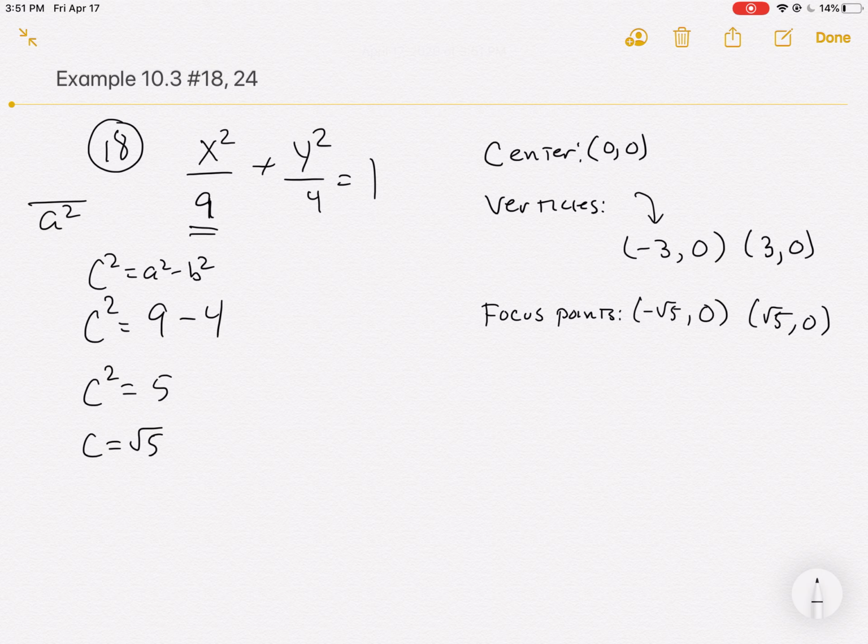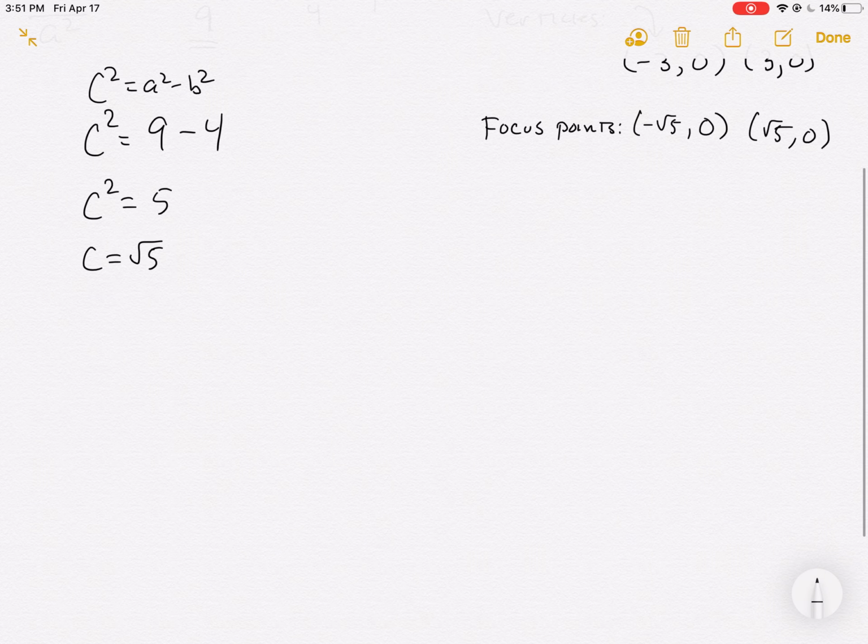And so that's what they're asking for, the vertices and the foci. They're not asking for the center. I guess that's too easy. How about number 24? Same area, same questions. I just want you to see one that might cause you to pause.